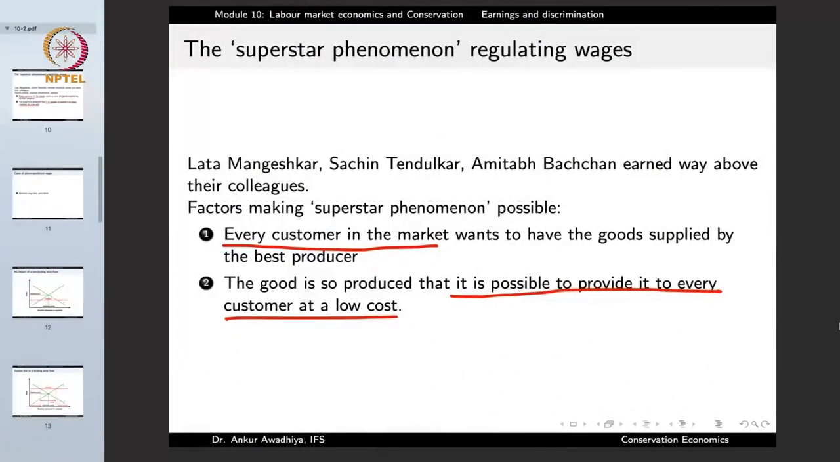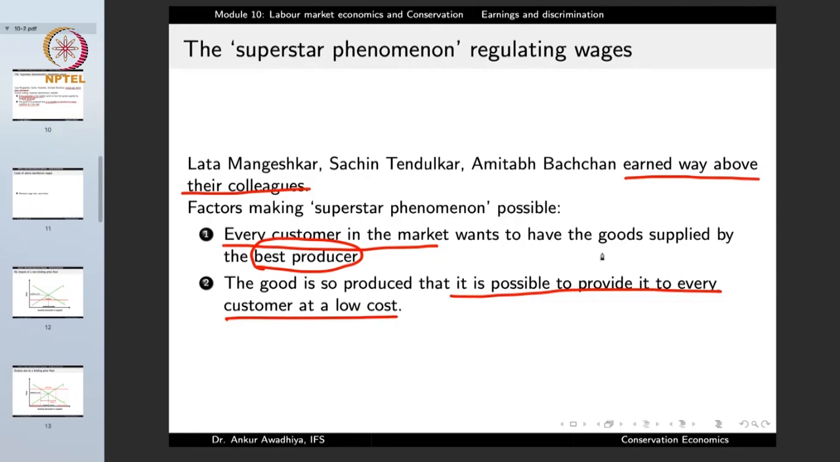Everybody can listen to Lata Mangeshkar songs at a very low cost. Everybody can watch Amitabh Bachchan act in a movie at a very low cost. And it is only in these professions that we start to observe the superstar phenomenon. So in the case of superstar phenomenon, you have certain superstars who get paid way above their colleagues because there are two things. One, they are the best producer of the good that they are producing, and every customer in the market wants to have the goods supplied by the best producer.